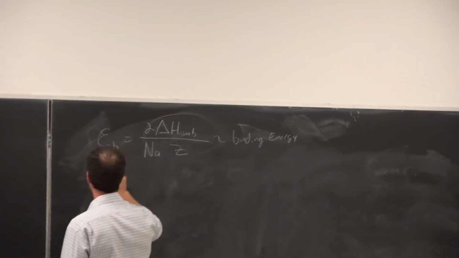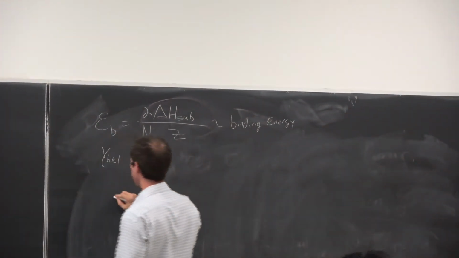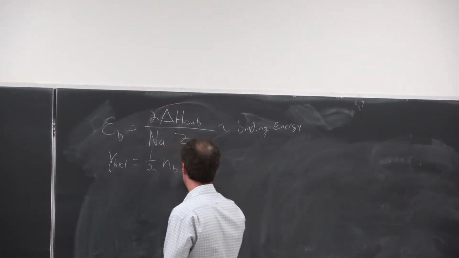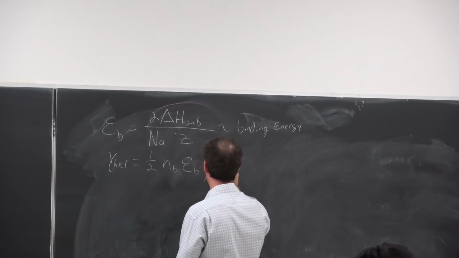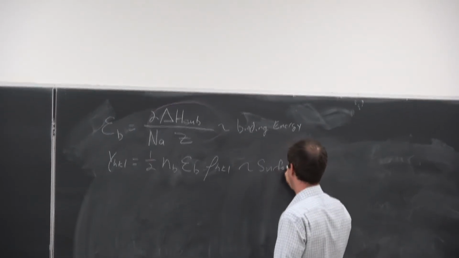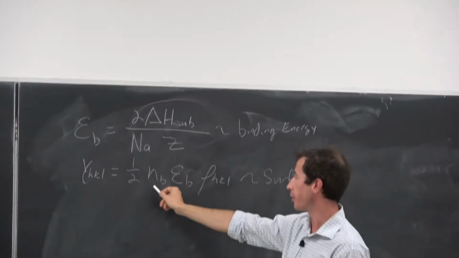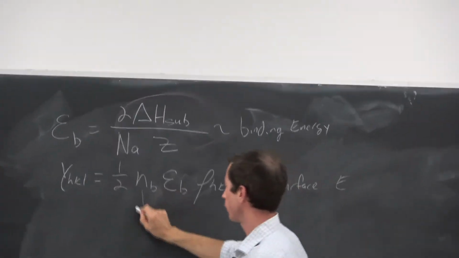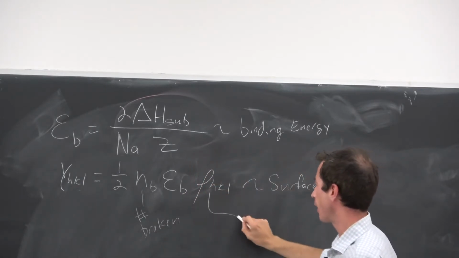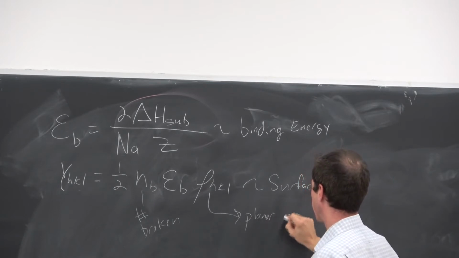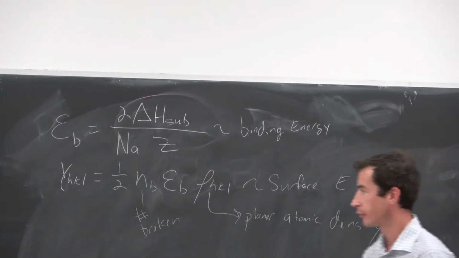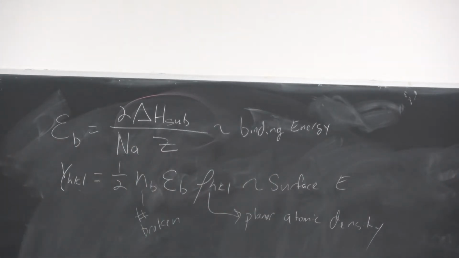And that our surface energy is a function of the number of bonds broken times the binding energy times this planar atomic density. Okay, so let's go through this for these 3 cases.